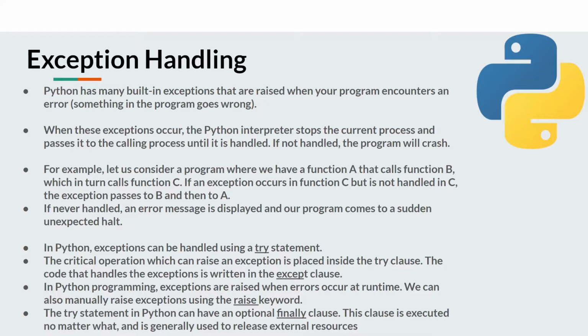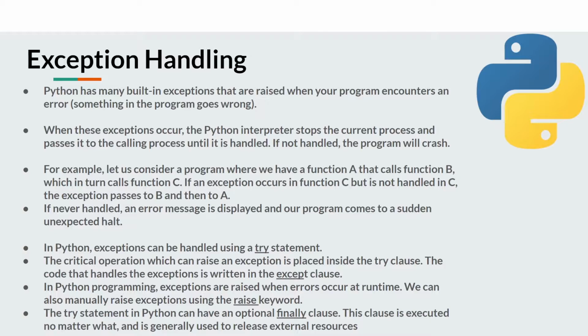Today we are going to discuss a topic known as exception handling. In Python, whenever something goes wrong in the program, an error message shows up. These error messages are nothing but the built-in exceptions that are raised when your program encounters an error. When these exceptions occur, the Python interpreter stops the current process and passes it to the calling process until it is handled or sorted out. If it isn't handled, the program will crash.